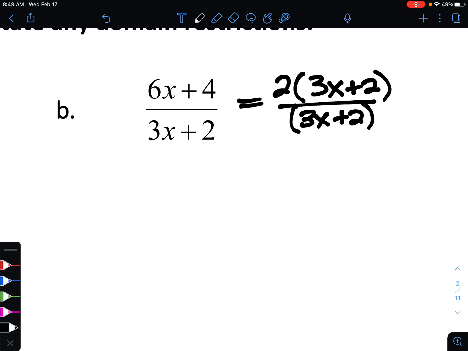So now what's different is that we can treat this like our previous problem. Notice that between the 2 and the 3x plus 2, there is multiplication. And if you wanted to think about it, in front of the 3x plus 2 in the denominator, you could think of there being a 1 in front. There's multiplication there as well. And there is some stuff that we can actually do to simplify. Notice that 3x plus 2 can be divided out from both our numerator and denominator. What that leaves us with is 2 over 1, which just simplifies to be 2. There is our final answer for part B.